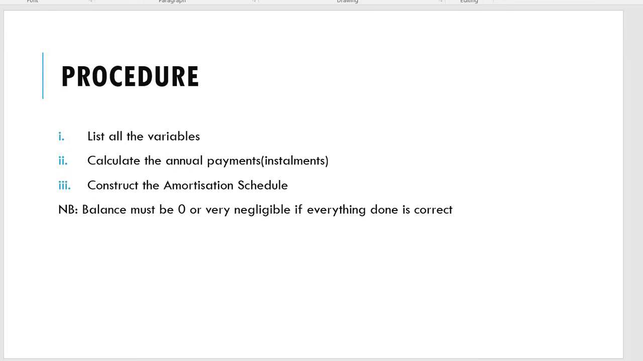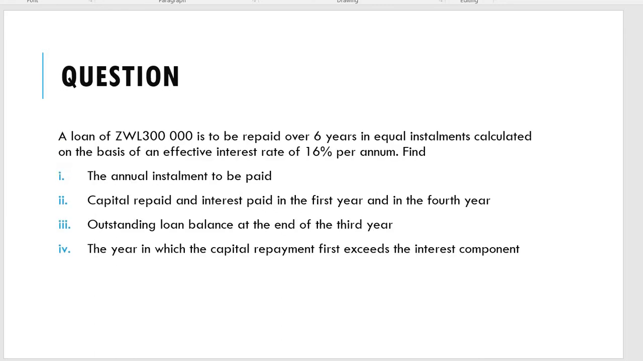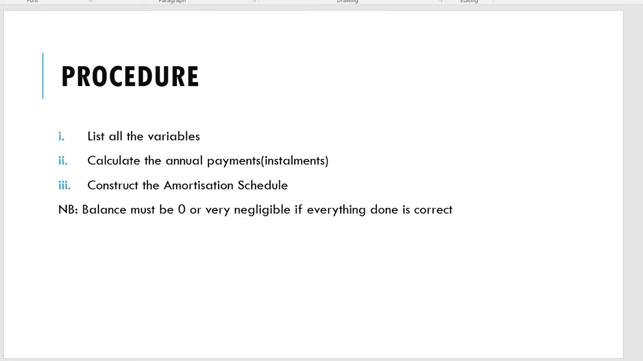the outstanding loan balance at the end of the third year, and the year in which the capital repayment first exceeds the interest. Now, for us to be able to work out that problem without any problems, we just have to list all the variables that we have there. After listing all the variables, we then calculate the annual payments, which are the installments. Then if we have that, we construct the amortization schedule. Now, the balance must be zero or very negligible if everything is done correctly.